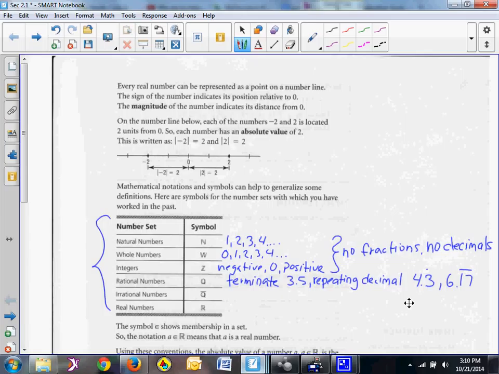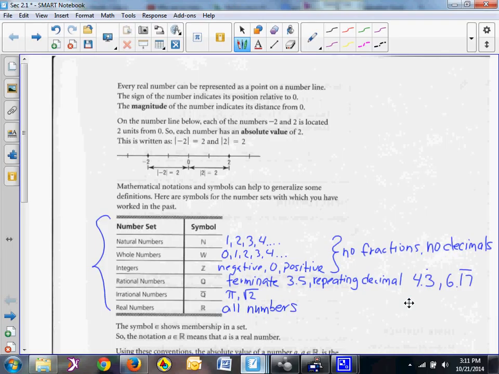Irrational numbers are the opposite of rational numbers. They're numbers that, when we look at them, are a decimal, but there's no repeating pattern in them. We're not going to see a lot of examples of those right now. The biggest example would be pi. Another one is the square root of 2. Those are examples of irrational numbers. And then real numbers are all of these numbers we talked about, and all the numbers we're going to look at in Math 11.